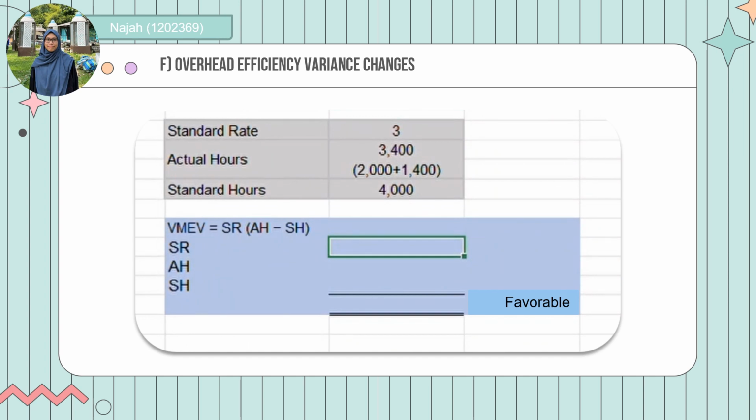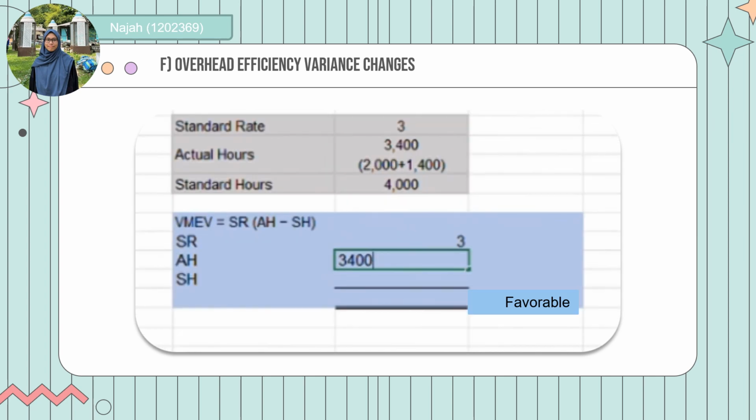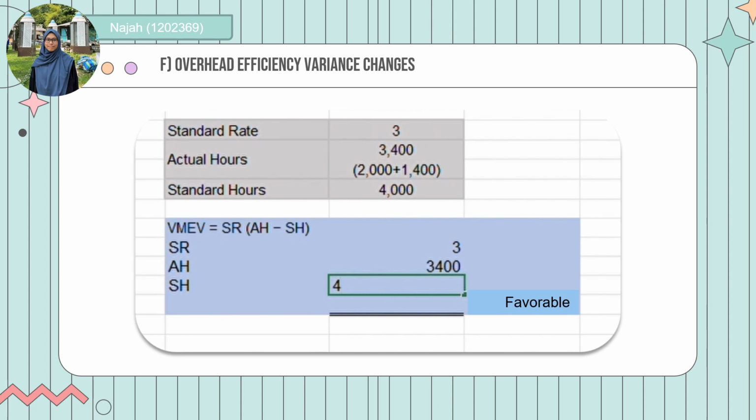For overhead efficiency variance change, the formula we use is standard rate multiplied by actual hours minus standard hours. So the standard rate is 3, the actual hours is 3,400. We get that from 2,000 plus 1,400, and minus 4,000, the standard hours. So we will get 10,200 minus 12,000. The answer we get is negative 1,800 favorable because the standard hours are bigger than the actual hours.